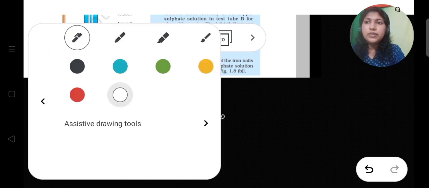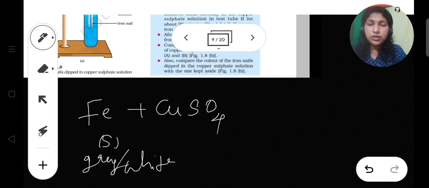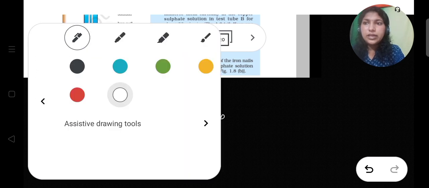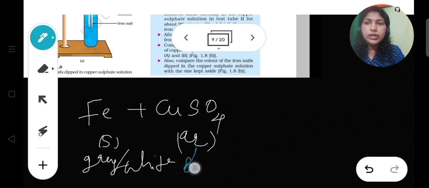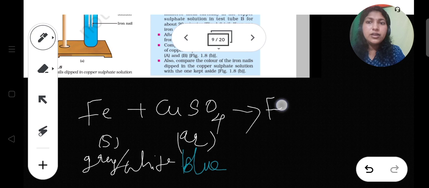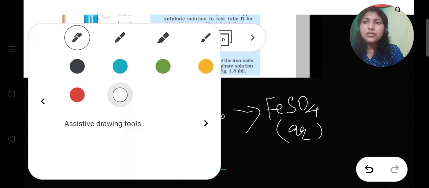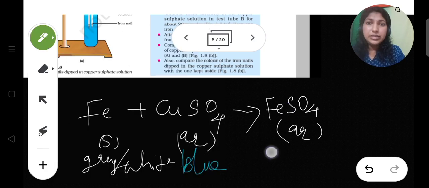Copper sulfate is a blue powder that is mixed with water to form copper sulfate solution. This is an aqueous solution, blue in color. The product obtained is iron sulfate, that is ferrous sulfate, also in aqueous solution form. The color of the ferrous sulfate is pale green.